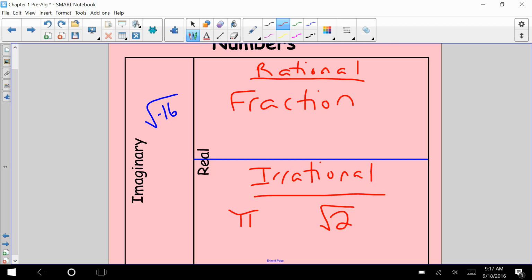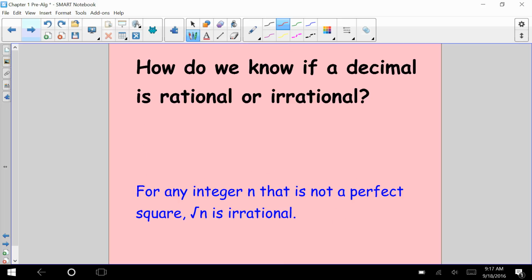It is irrational. So to tell if a decimal is rational or irrational, look for whether or not it terminates or repeats, but also note this. For any integer that is not a perfect square, the square root of that integer is going to be irrational. That's where my example of the square root of 2 came in. 2 is not a perfect square. The square root of 2 is not rational.